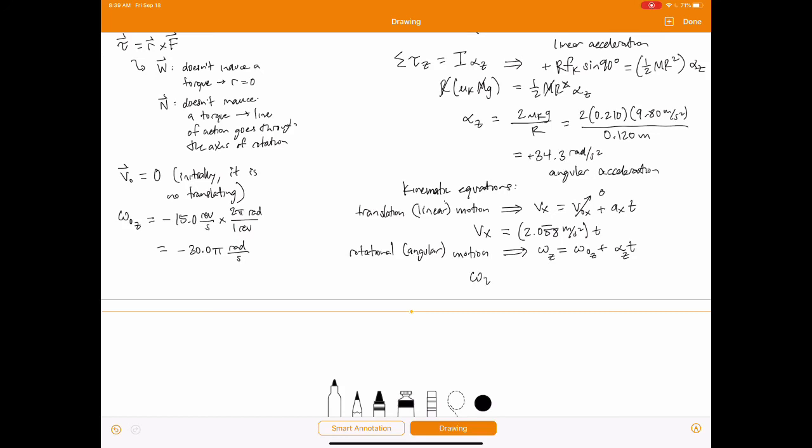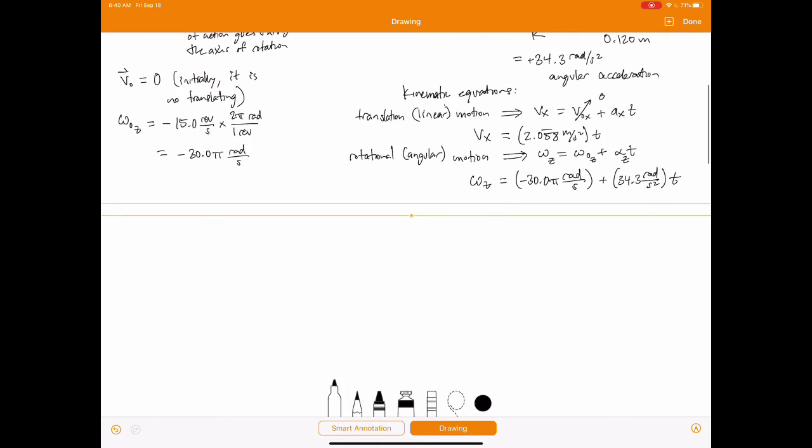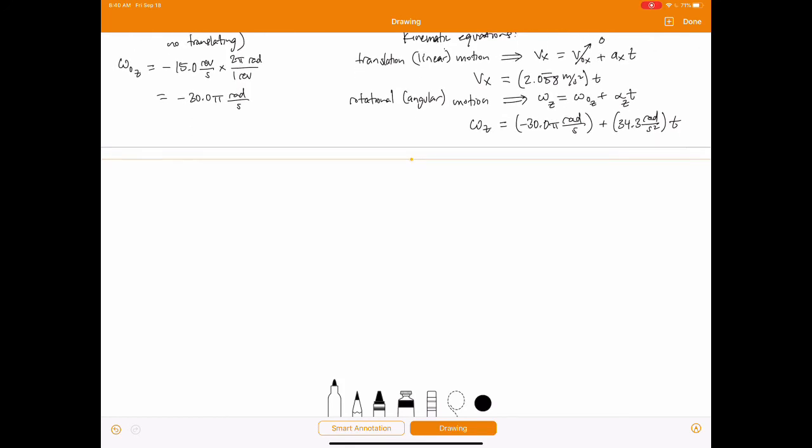So then omega z, this would be a formula for the angular velocity of the wheel at any given time. That would be the initial value, which is minus 30.0 pi radians per second, and then plus alpha, which is 34.3 radians per second squared times t. Okay, so remember, we're interested in when does this wheel start to roll without slipping, okay? So we need to introduce the no slip condition.